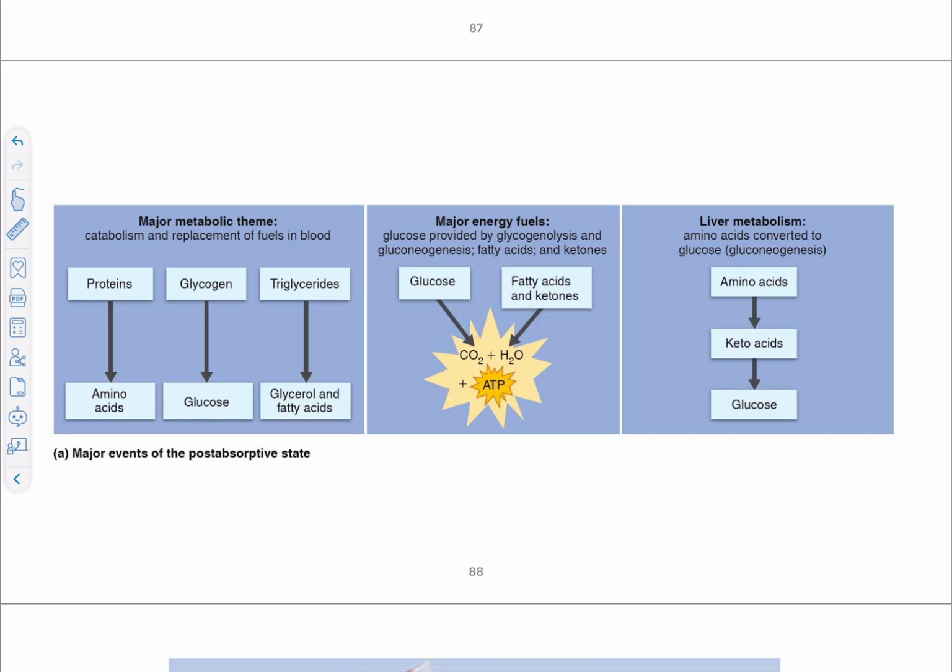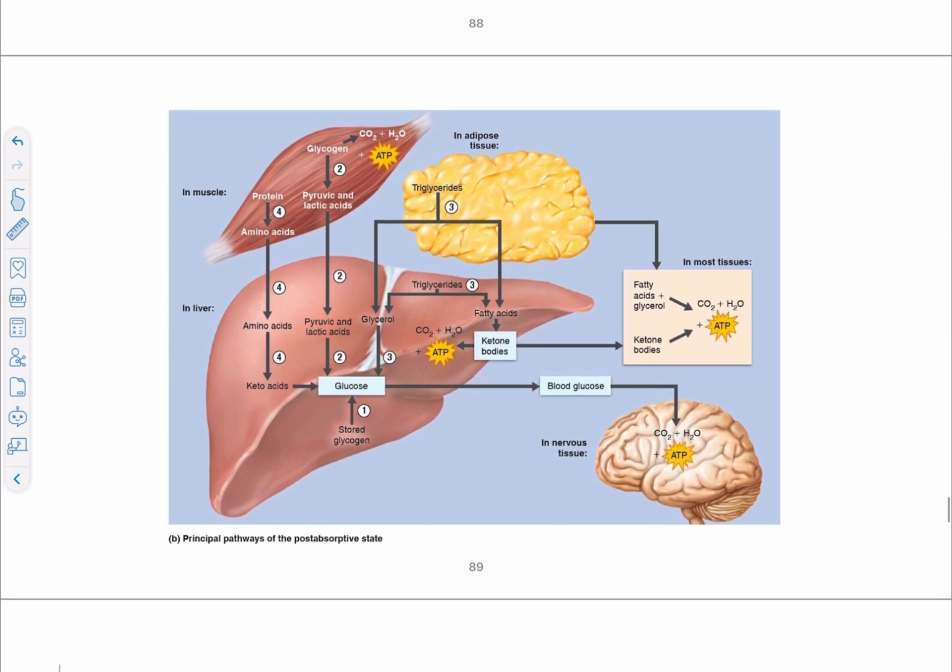So here's a chart giving you the breakdown of what's going on during the post-absorptive state, mostly catabolic reactions where we're taking our macromolecules and breaking them down into our monomers that we can use as fuel to make ATP. This is to help keep our blood glucose levels consistent while we don't have any food or nutrient intake. At this point, we have glucose and fatty acids being our primary source of energy. And in our liver, we have amino acids being converted to glucose if necessary via gluconeogenesis to make more glucose.